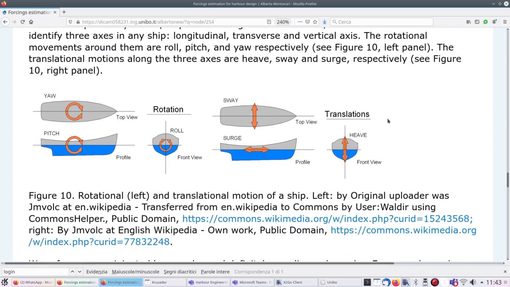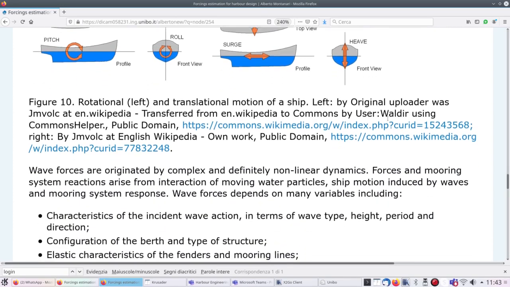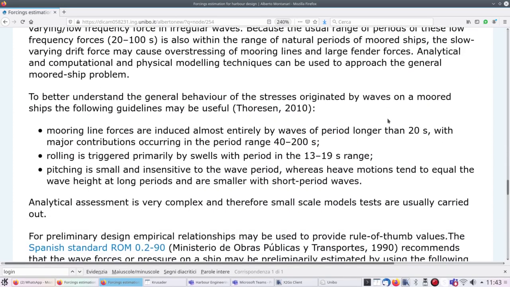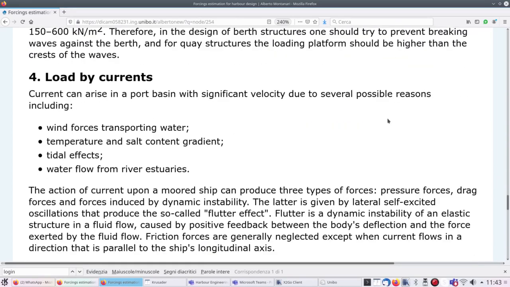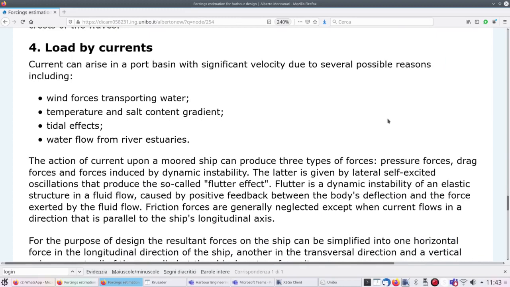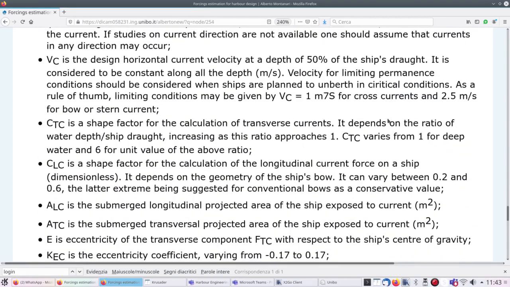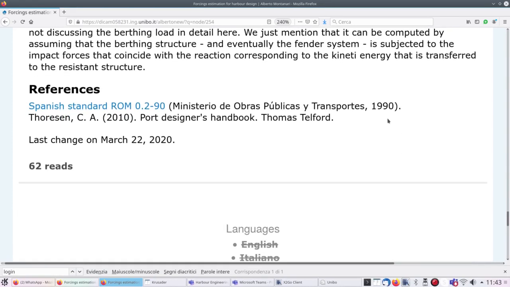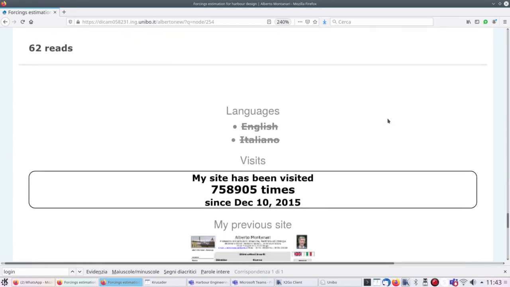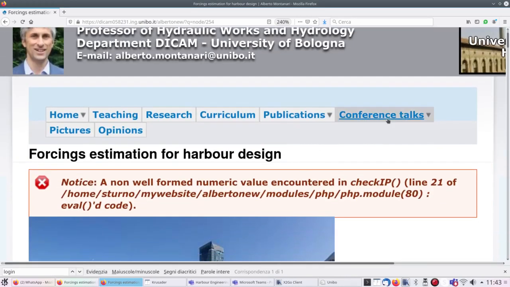yaw, pitch, sway, surge, heave, roll, you know, just because I think you need to know some nautical terms. And then I think that's it, because we are already talking about waves here, so it's okay. And another question may be, what about wave forcing against vertical walls? This is another one. Okay, good. I think we can move to the next lecture then.